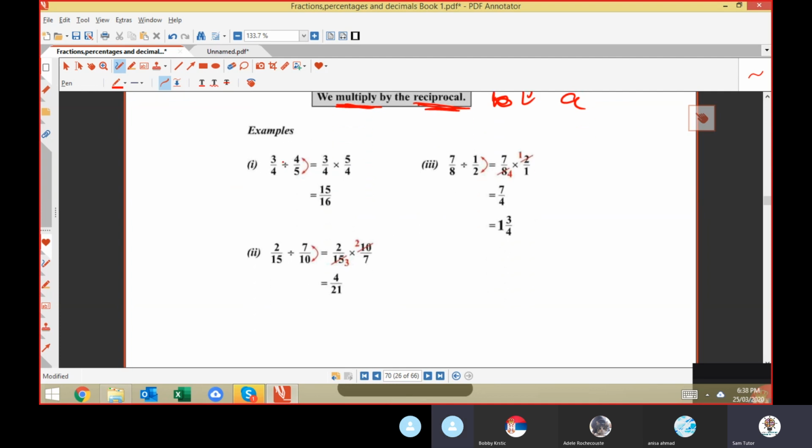All right. 3 over 4 divided by 4 over 5. Well, what you're meant to do is multiply and then flip. So reciprocal, multiply, flip. You leave the first one, 3 over 4. You change the division sign to a times. And then you flip this. That becomes 5 over 4.